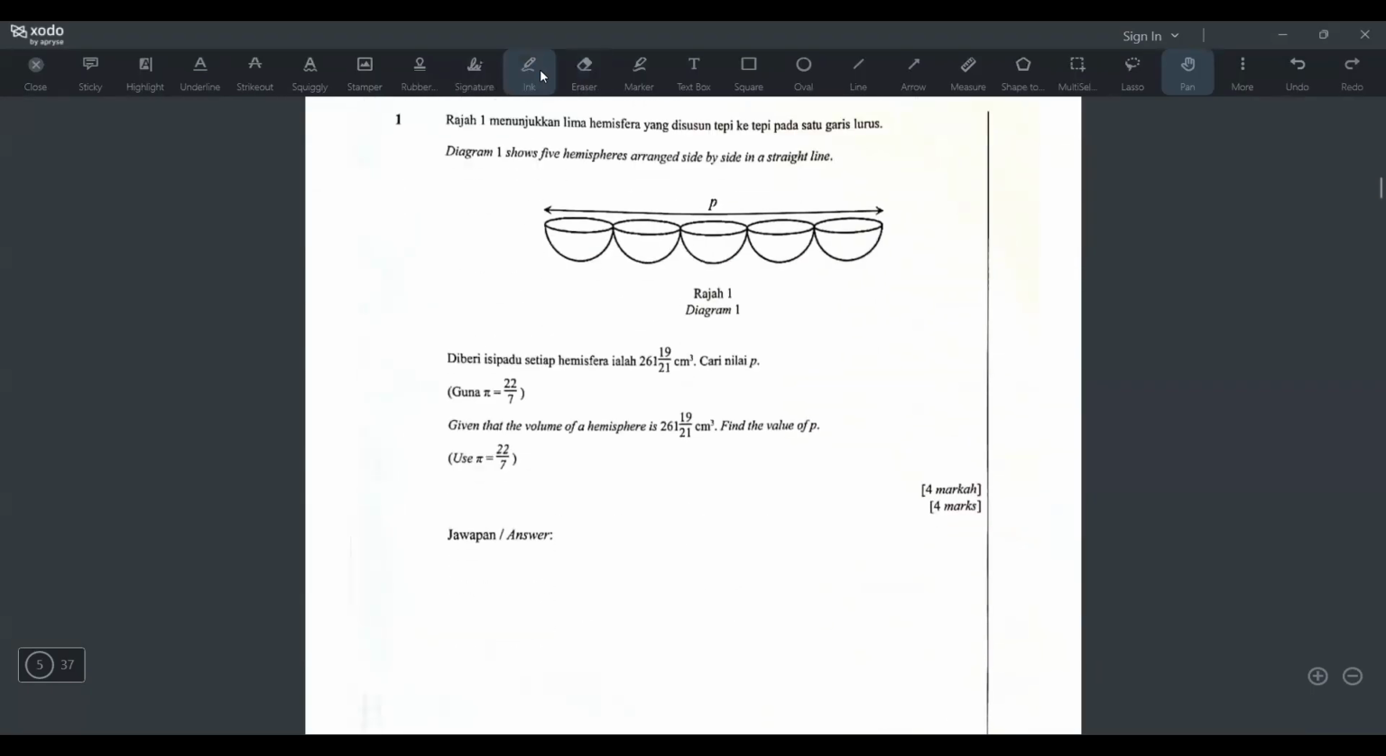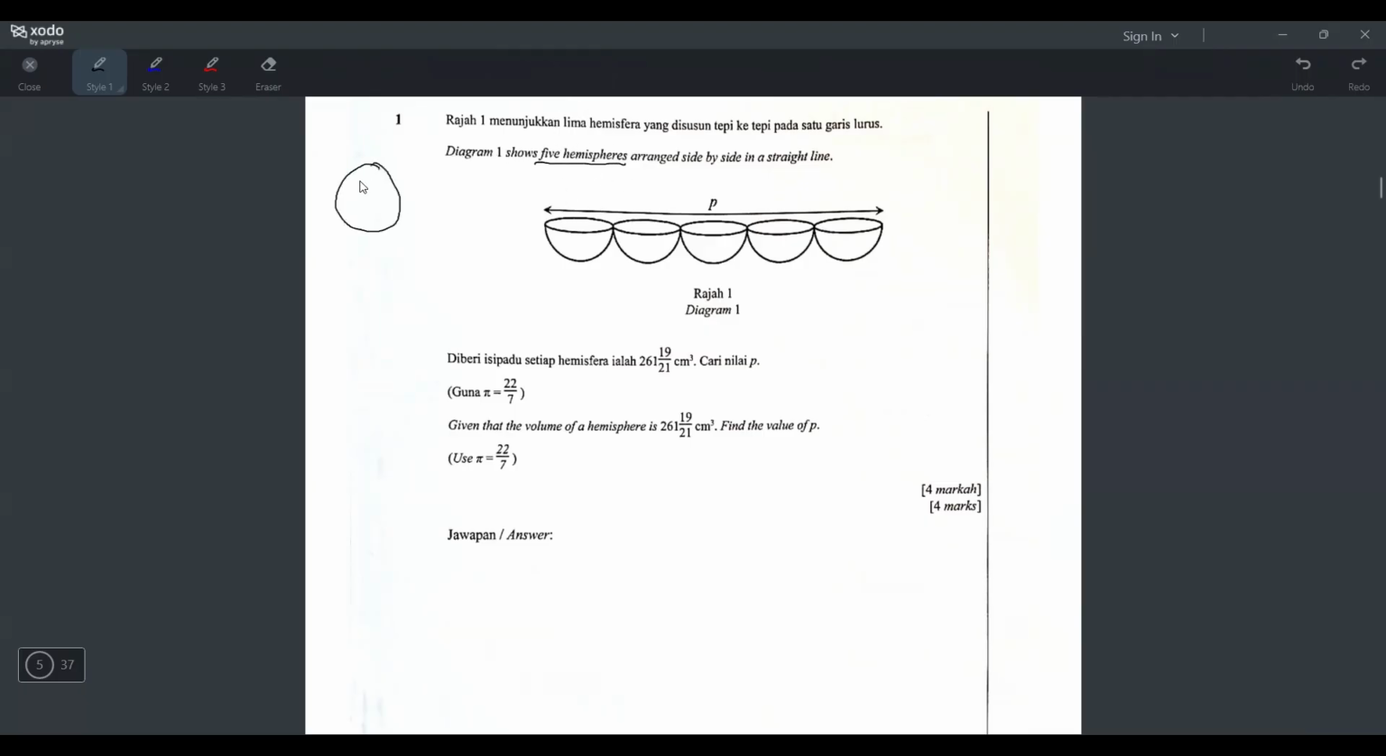So this is question number 1. Let's start. Diagram 1 shows 5 hemispheres. So what is a hemisphere? A hemisphere is half a sphere, right? We all know a sphere looks like this. It's a 3D shape called a sphere, but a hemisphere means we cut half of it, right? So this is 5 hemispheres arranged side by side in a straight line. So we can see it.